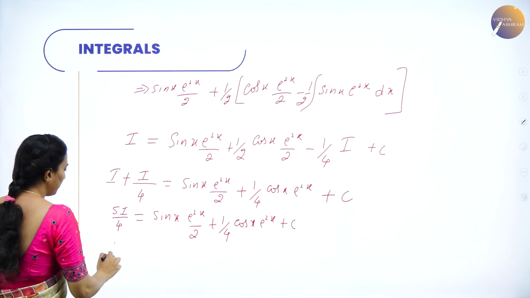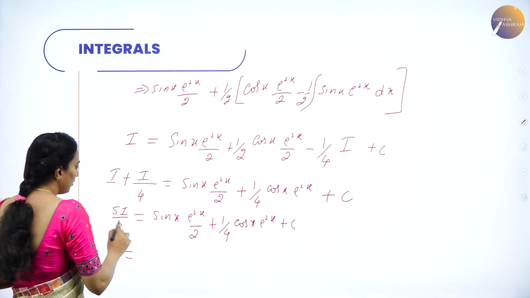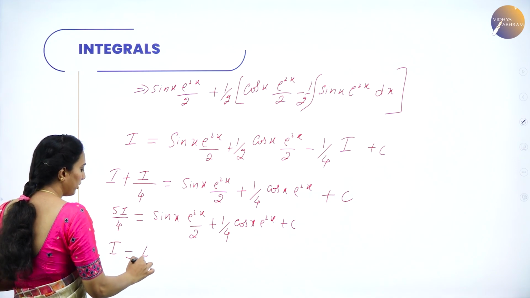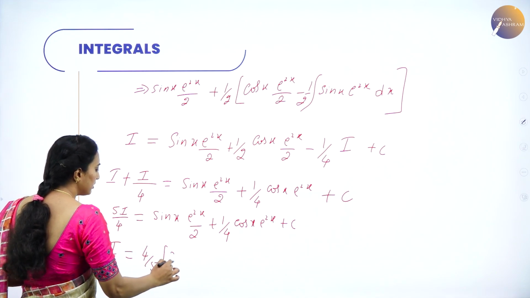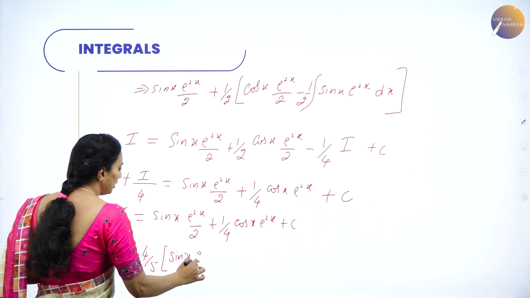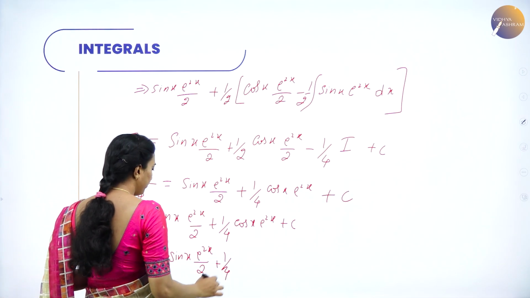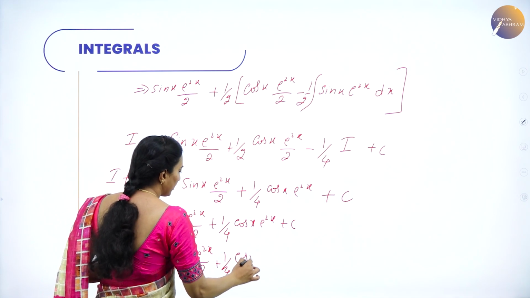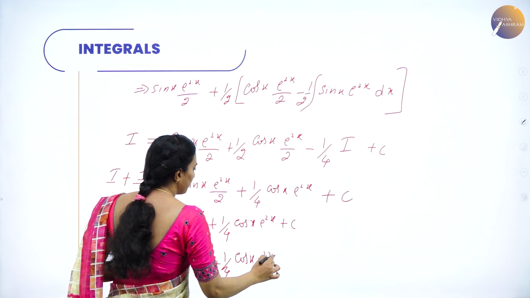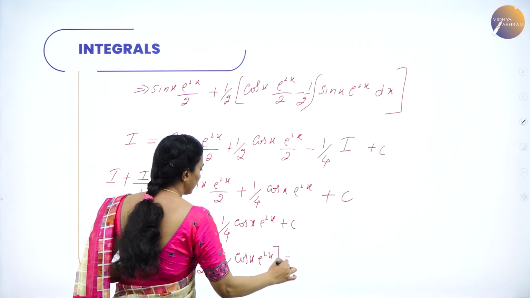Otherwise you can cross multiply. I will be equal to, 5 by 4 will become 4 by 5. 4 by 5 into sin x into e power 2x divided by 2 plus 1 by 4 into cos x into e power 2x plus c, right?